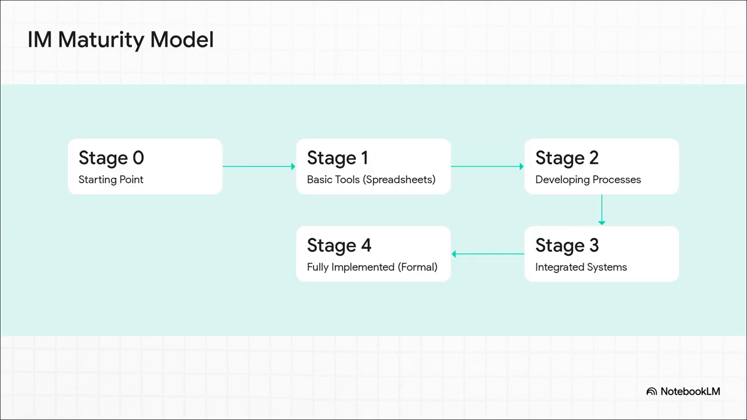Now, the cool thing is, you don't have to jump into the deep end and use all of this at once. It's not all or nothing. These tools actually line up with what's called a maturity model, which basically means you can scale your approach. You can start at stage 1, just using some basic spreadsheets. And then, as your projects and processes get more complex, you can gradually work your way up to stage 4, where you have a fully baked formal system humming along.